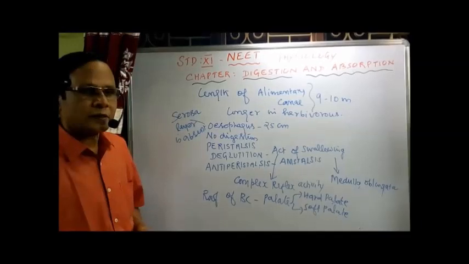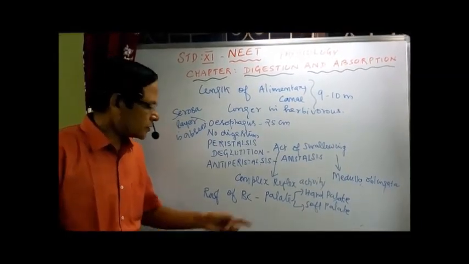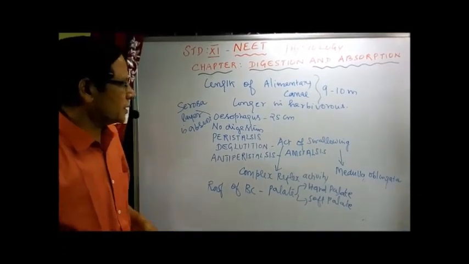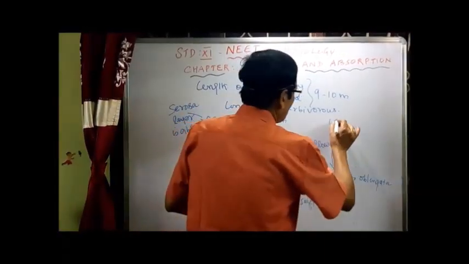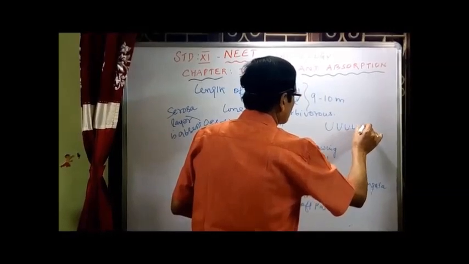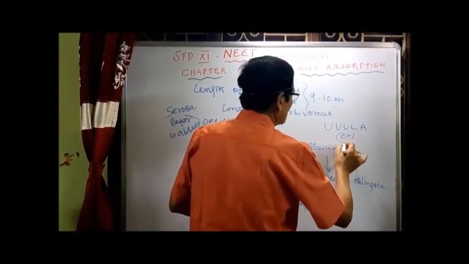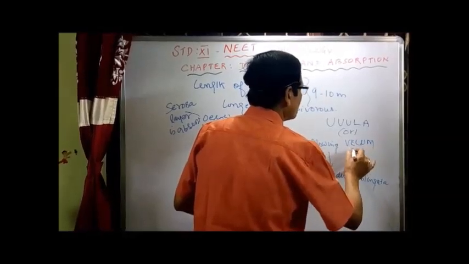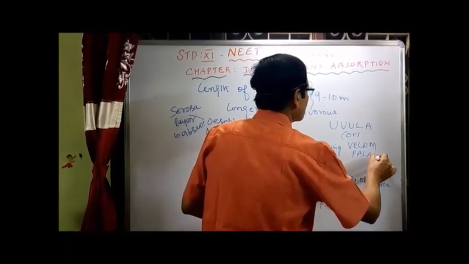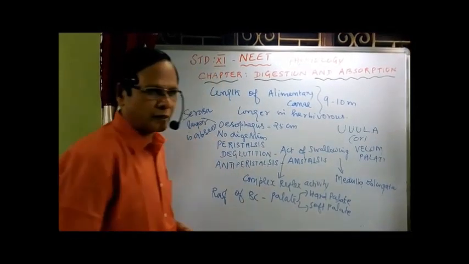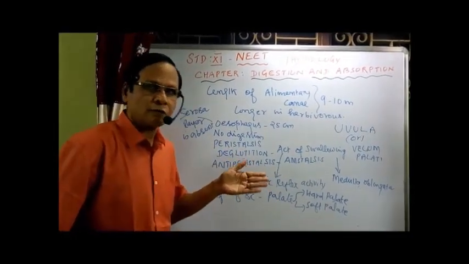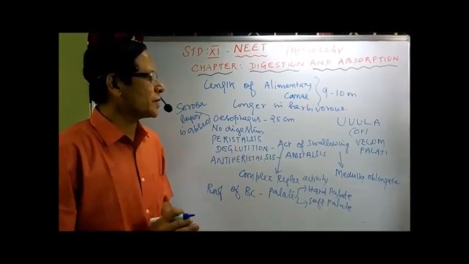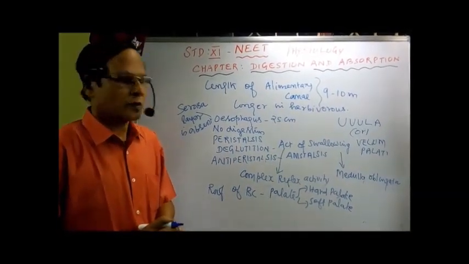The soft palate hangs into the pharynx in the form of a flap. That is called uvula or velum palati. Uvula is nothing but the soft palate in the form of a flap projecting into the pharynx, and that is called velum palati or uvula.